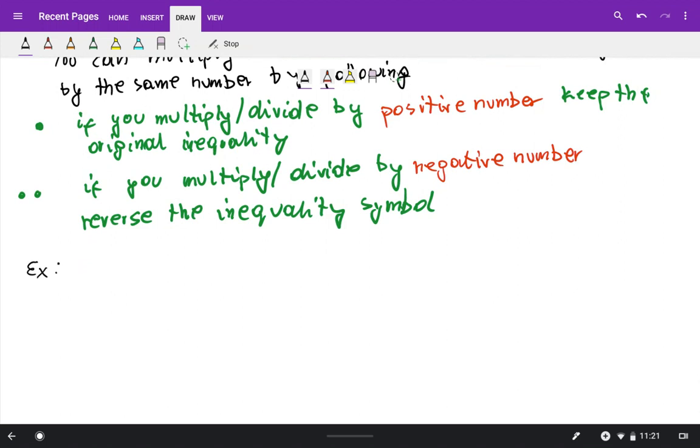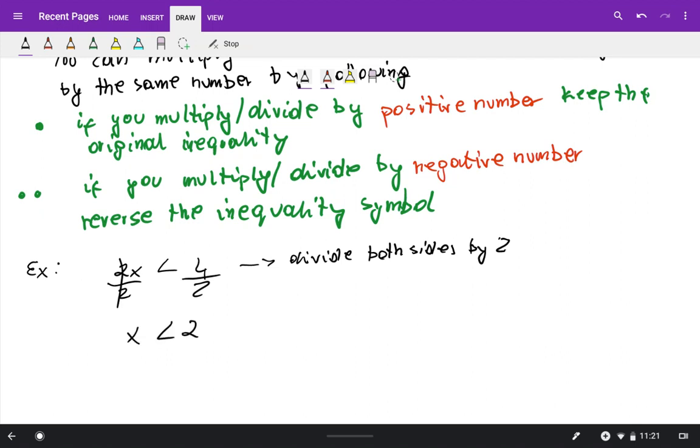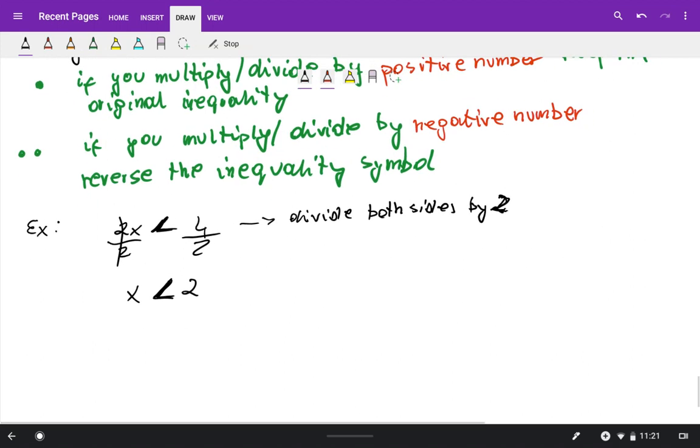So let's say you have to solve an inequality like this: 2x is less than 4. To solve that inequality, you need to isolate x. So what we'll need to do is divide both sides by 2. So I'm dividing both sides by 2, and we end up with x less than 2. Since I divided by a positive number, I didn't change the inequality. I kept the same inequality symbol.